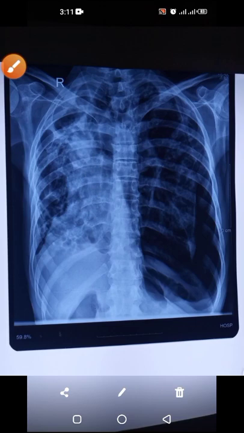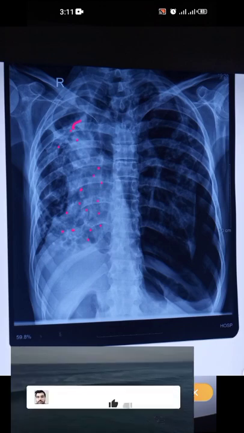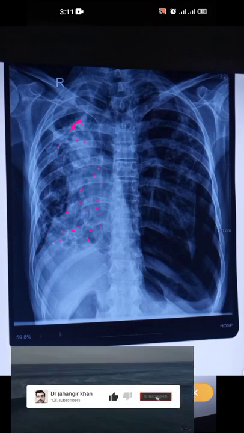So this patient needs urgent chest intubation because the lung is diseased and the patient is having these post-TB fibrocavitary changes predominantly on the right side. So this was a case of post-TB bronchiectasis.